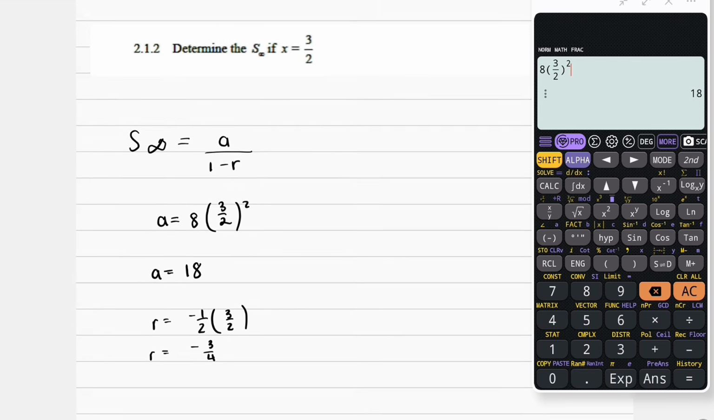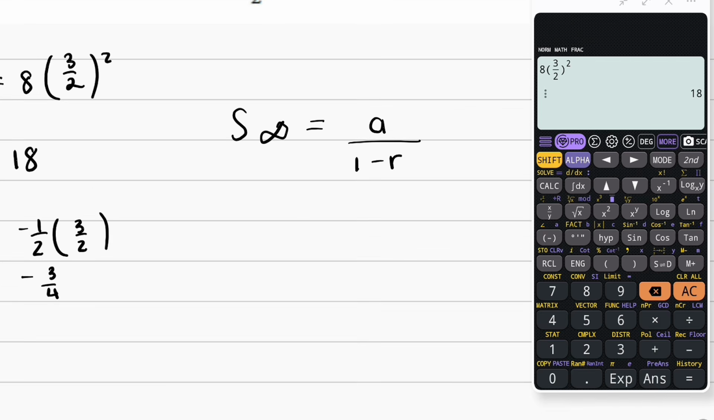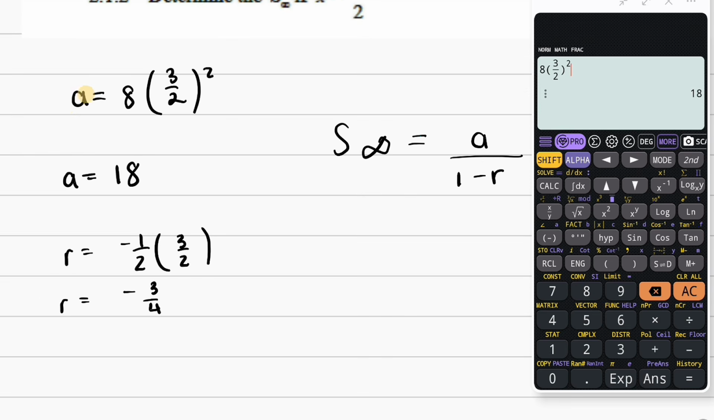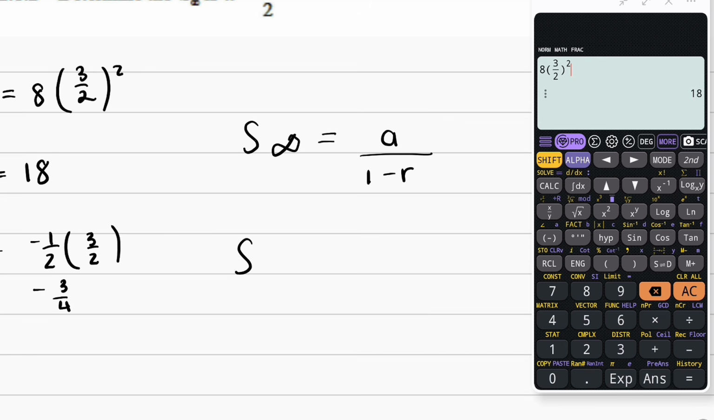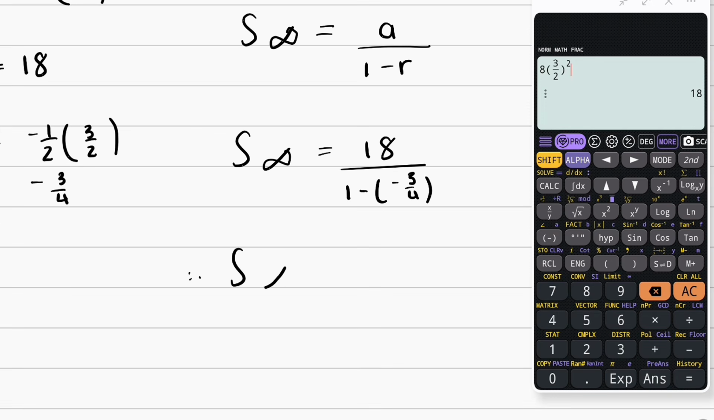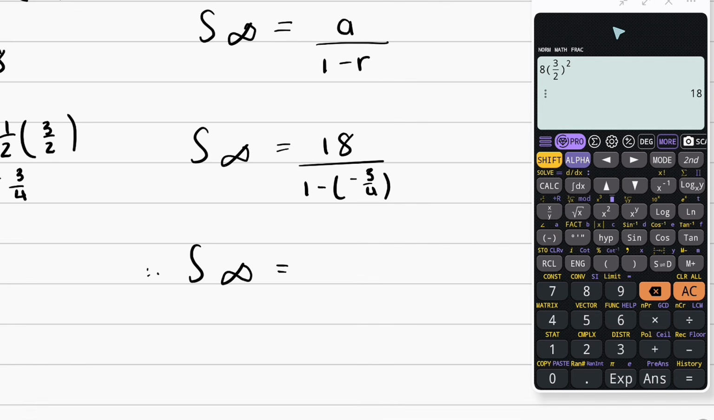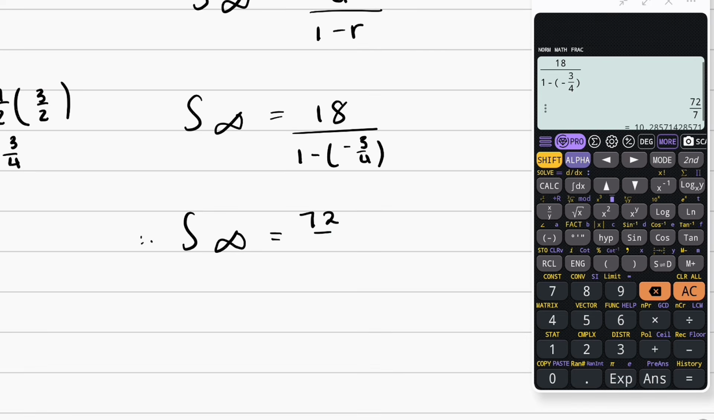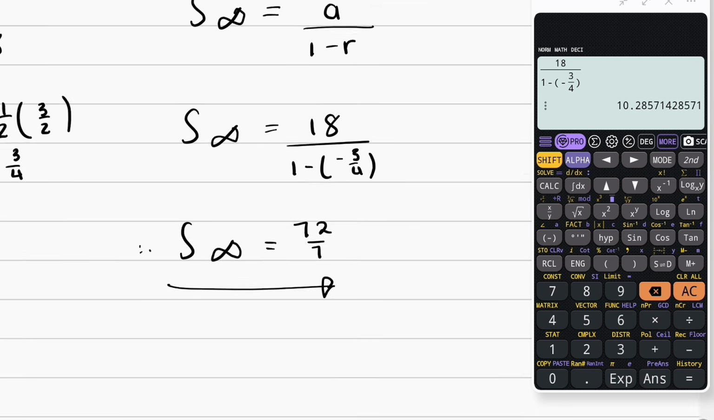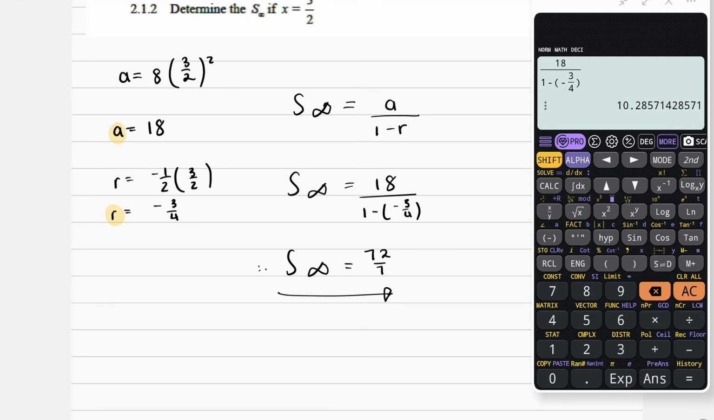And now we can go ahead and find the sum to infinity. So the sum to infinity, looking at the value of a and r, is equal to 18 over 1 minus negative 3 over 4, which it's fine. You can also just put this on the calculator, and here's our answer, which is equal to 72 over 7. You can simplify this, but I like to leave it as a fraction. So that is our answer. Moving on to the next question.